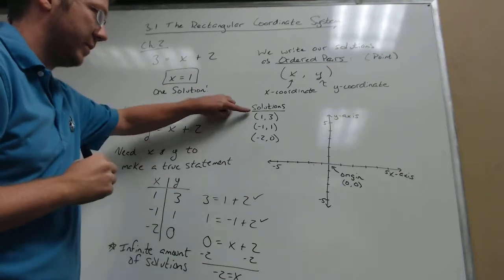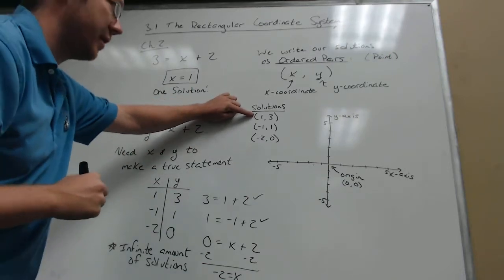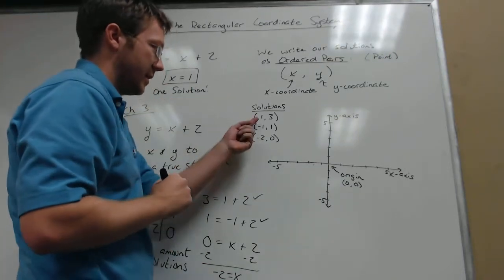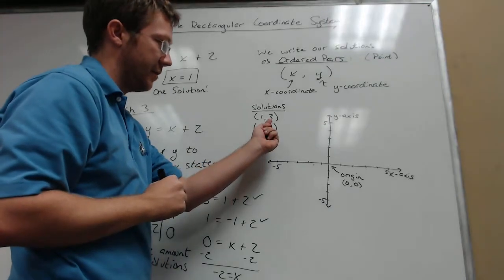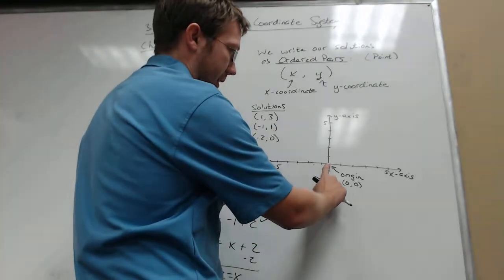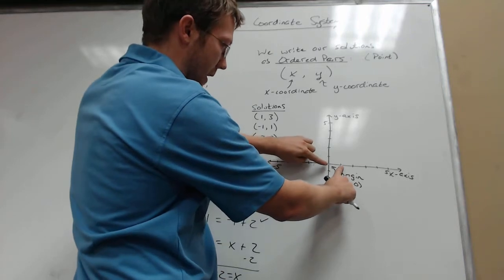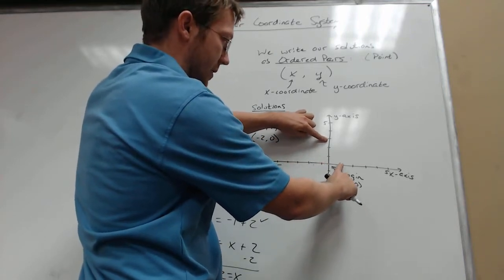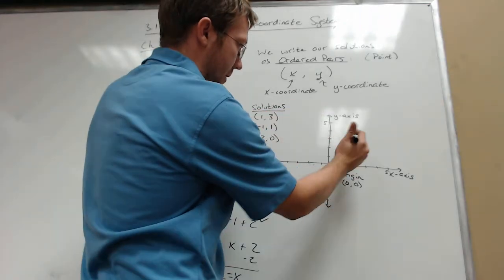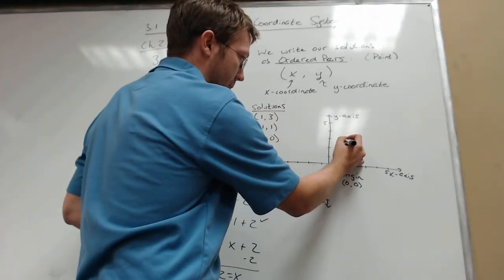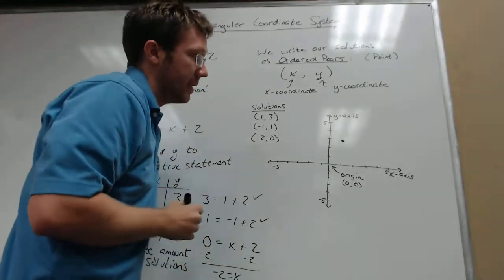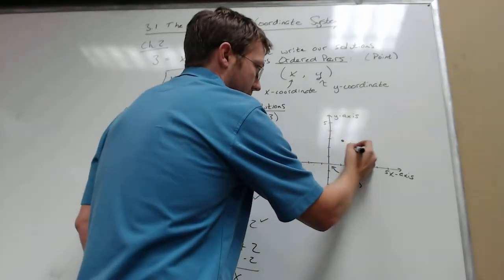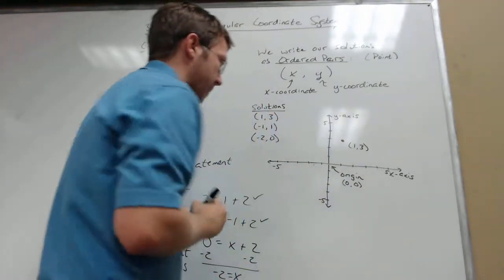If we're going to want to plot a point, the point 1, 3, that's an x value of 1 and a y value of 3. So we can go on the x-axis to where x is 1, go on the y-axis to where y is 3, and it's going to be where those two spaces converge. So they're going to converge right up here. Here's where our first point is located. That's our solution. So that's the point 1, 3.